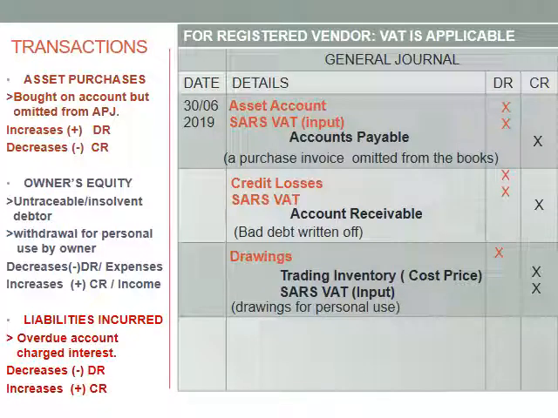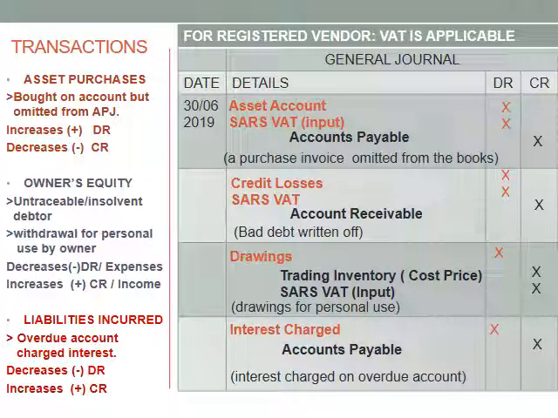For the accounts affecting liabilities, where a creditor charges interest on an overdue account, the interest charged as an expense will be debited, the accounts payable credited with the interest, and the narration will read: interest charged on overdue account. Please note that accounts that are credited in the general journal, all of them are written away from the margin.